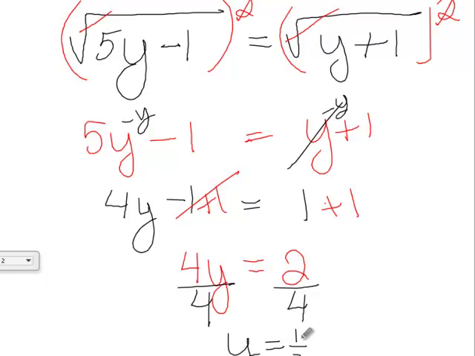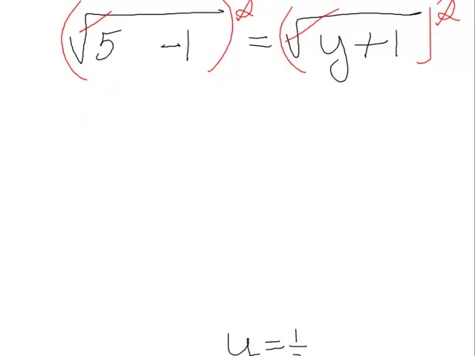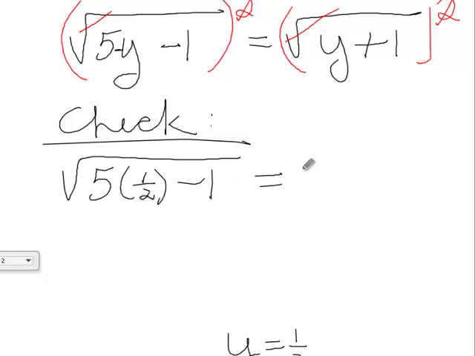Now, just like the last one, you do want to make sure you check this to make sure that it works. So we're going to go ahead and plug it into our original equation, which is right up here. So to check this, we're actually going to plug the 1/2 in for y right here and right here. And that's going to give us the square root of 5 times 1/2 minus 1 equaling the square root of 1/2 plus 1.